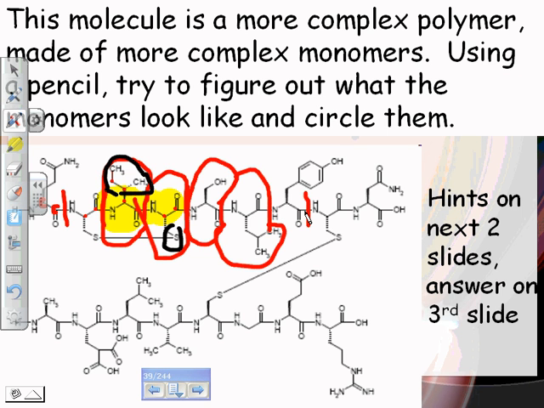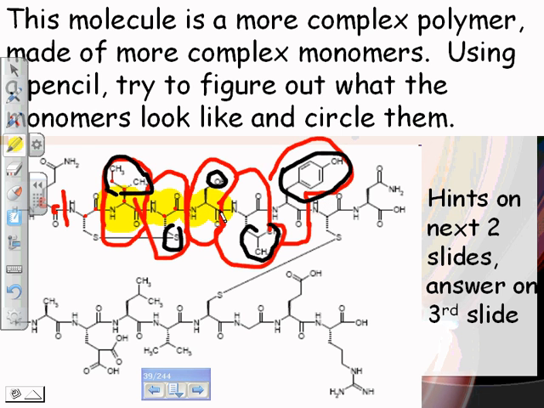Nitrogen, carbon, carbon with an O. There's my next monomer. So I'll show you the stuff that's different in each one. This thing is different. This carbon has this thingy on it. That's different. This one has this thingy sticking off of it. That's different. But let's look at what's the same.